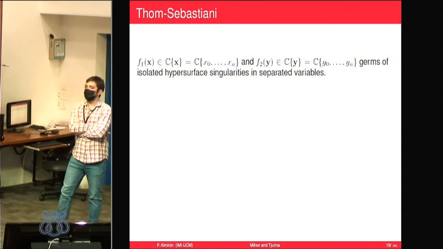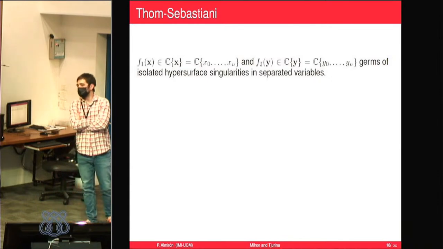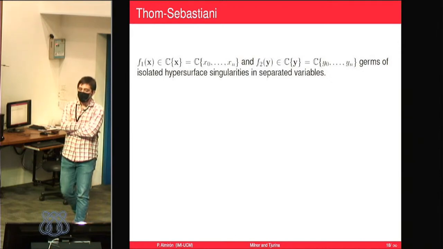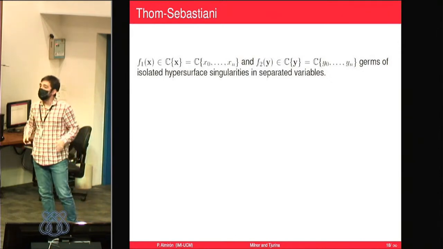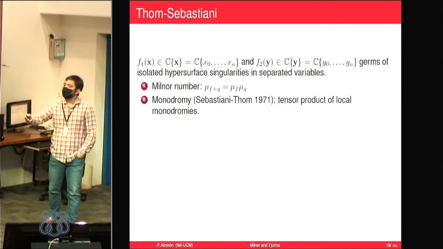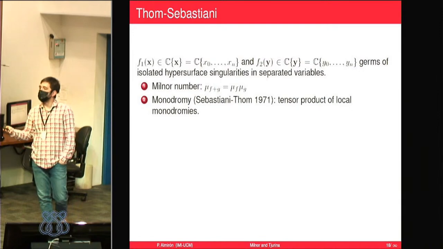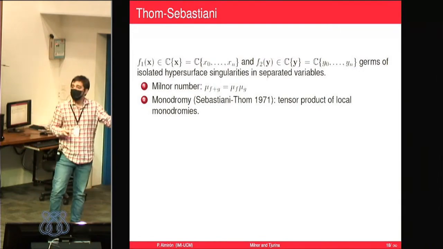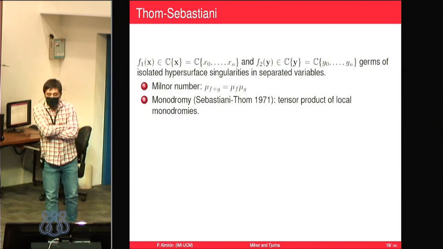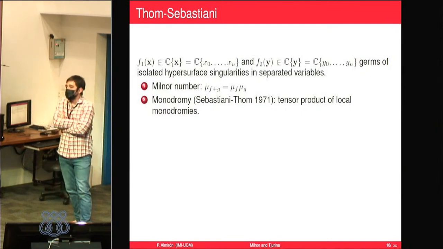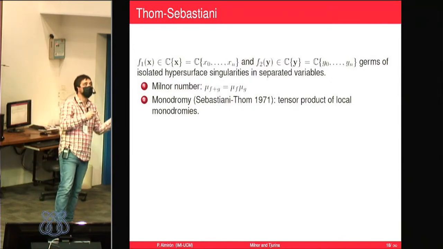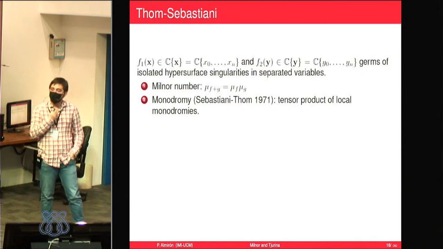What happens in the Thom–Sebastiani case? So the Thom–Sebastiani case is that we are going to have f1 and f2 of isolated hypersurface singularities in separated variables, and we are going to add them. As all of you know, there are many important things in this setting. The first one is that the Milnor number has a very nice expression: it's a product of the Milnor numbers. Why do we call this family of singularities Thom–Sebastiani? Mainly because of the theorem of Sebastiani and Thom of 1971.